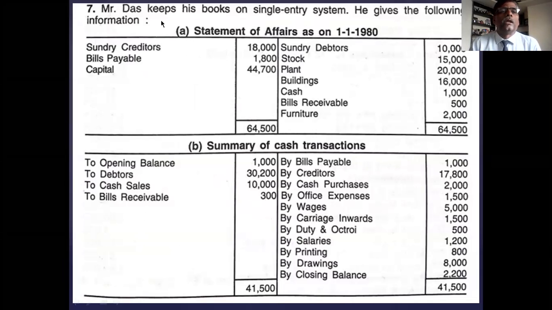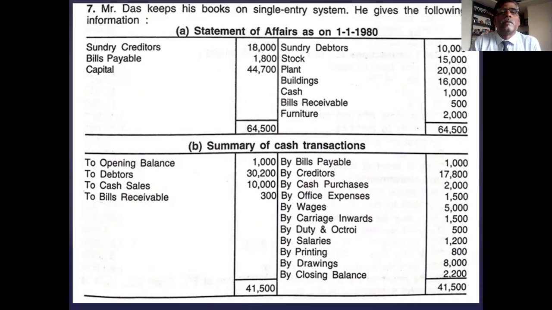Okay, today we see exercise number 7 from the M.B. Kadkol accountancy book, financial accounting book. To see the problem, Mr. Das keeps his books on single entry system. He gives the following information.